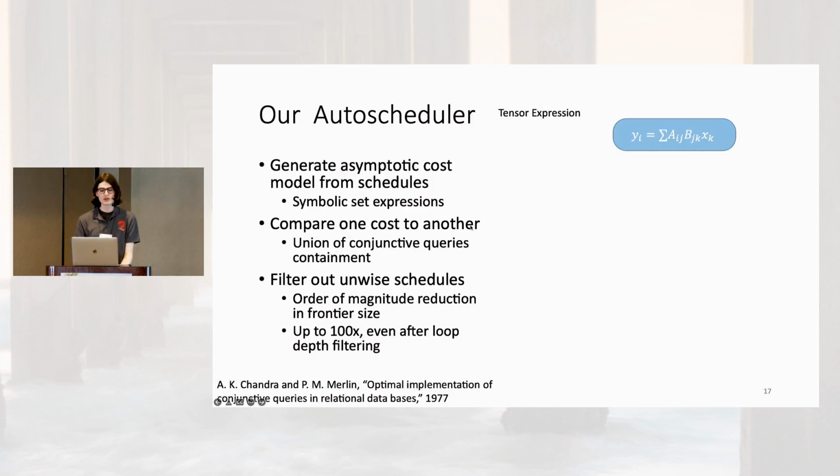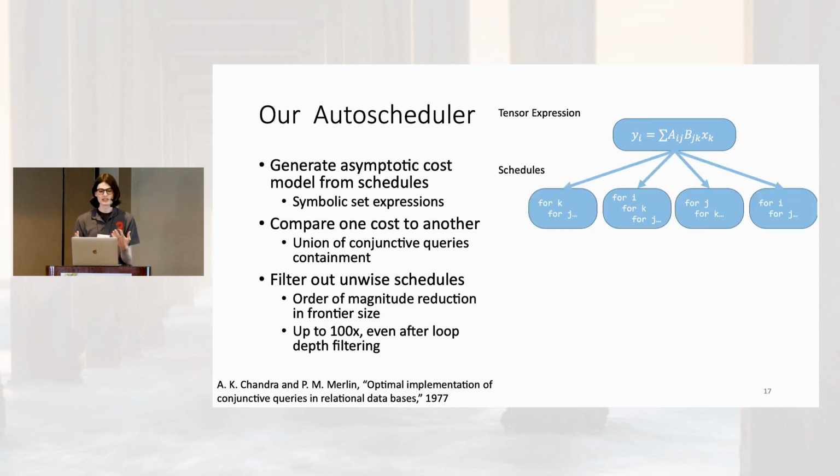So we can integrate this observation into an autoscheduler. We start with our tensor expression. We enumerate a couple of schedules that we'd like to choose between. And then we need to do two things. The first thing we need to do is generate our asymptotic cost model. And then we need to be able to compare our models to each other.